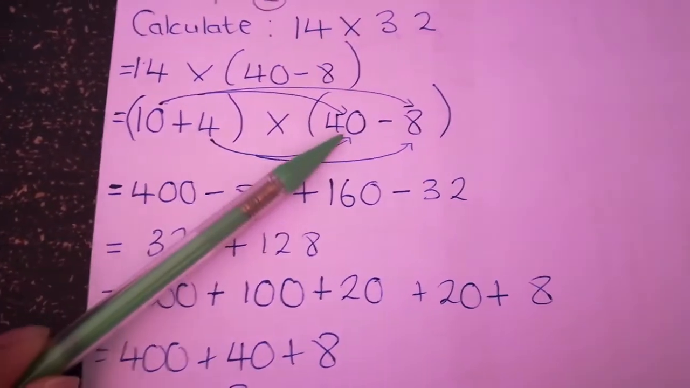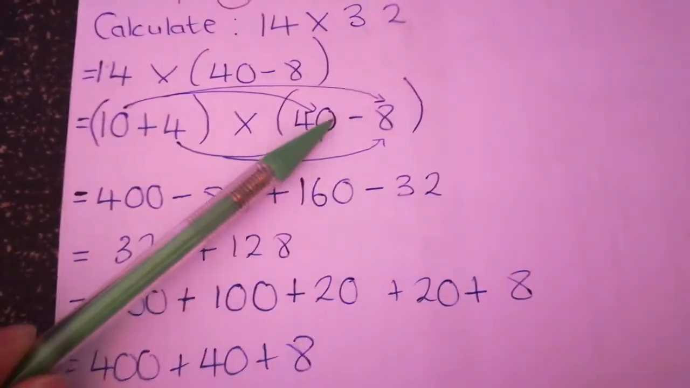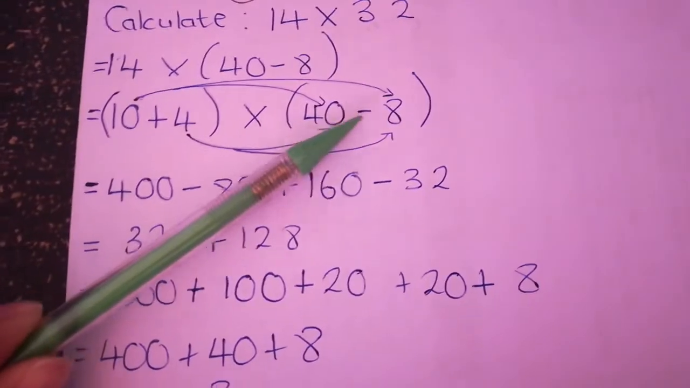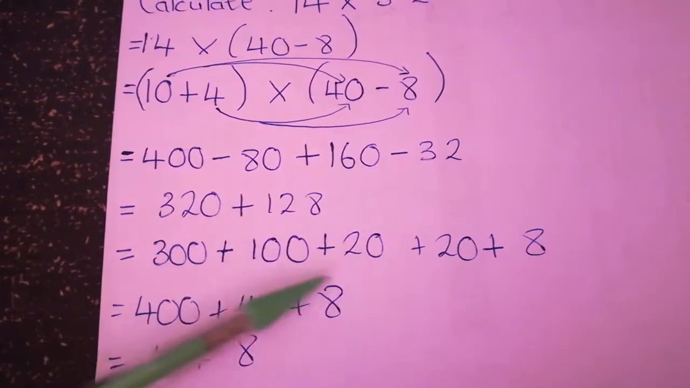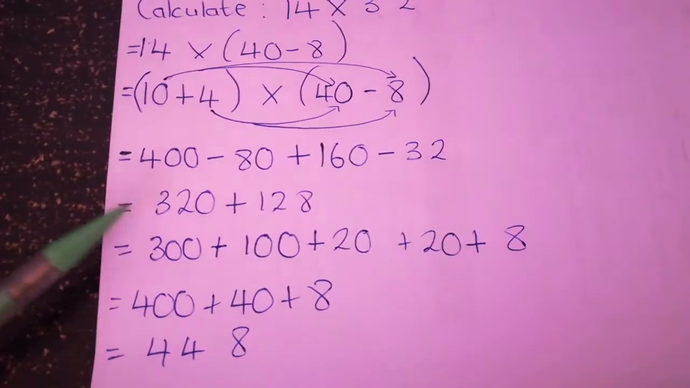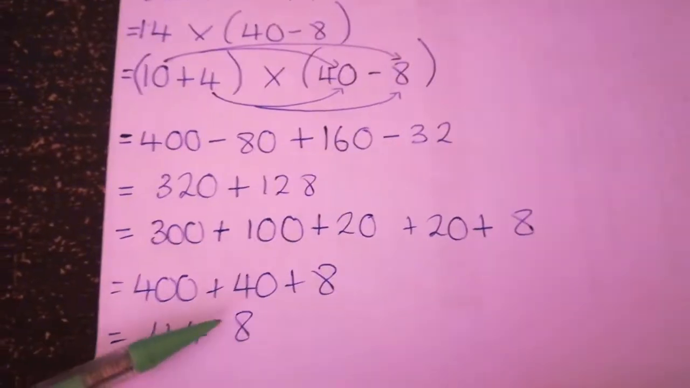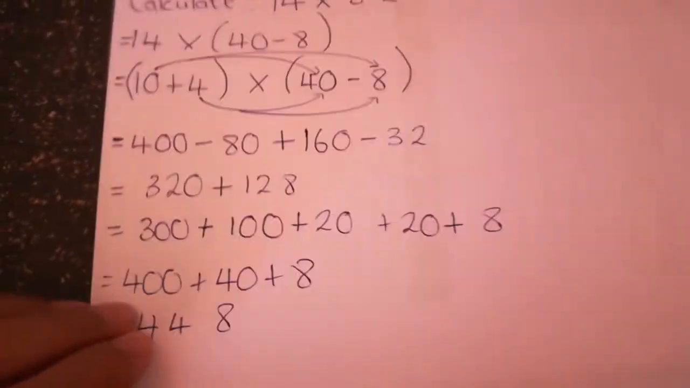We are going to say 4 times 40 is going to give us 160. 4 times 8 is going to give us 32. Here is our minus sign. It comes from here. We are going to add all of the numbers up together. You can put it in the same place value if you would like. Right? But it does make it easier. You are going to end up with the same answer. And there we go. Our answer is 448.